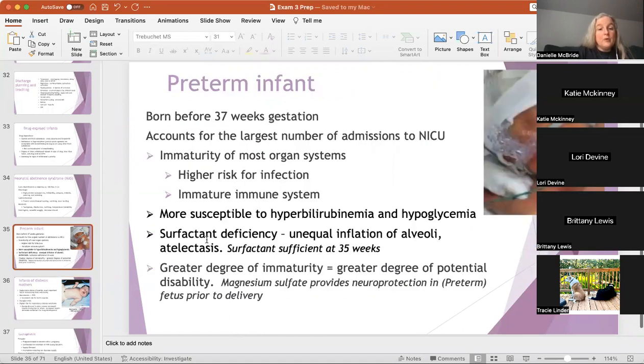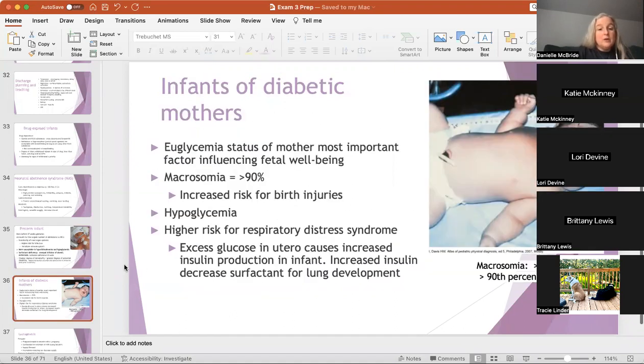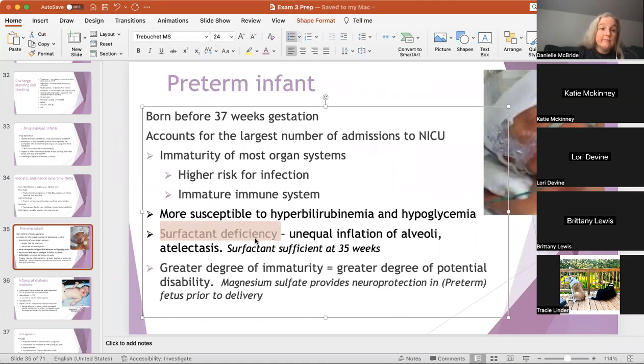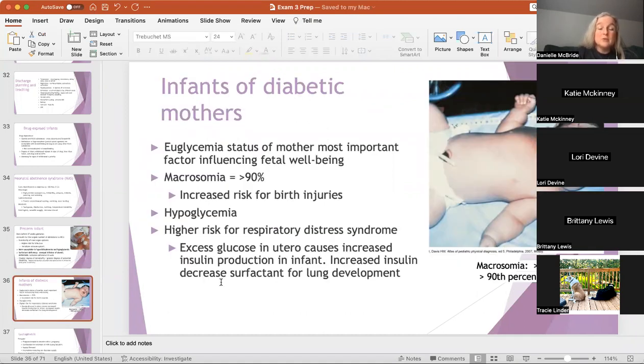For both our preterm babies and our babies born to diabetic moms, they can develop what's called respiratory distress syndrome, because of a surfactant deficiency. Our signs and symptoms are the same as what Katie said before, with the grunting and the nasal flaring and the retractions and the tachypnea. So if mom's diabetic, we're worried about hypoglycemia, birth injuries, and respiratory distress. These are all things that we're going to assess for.